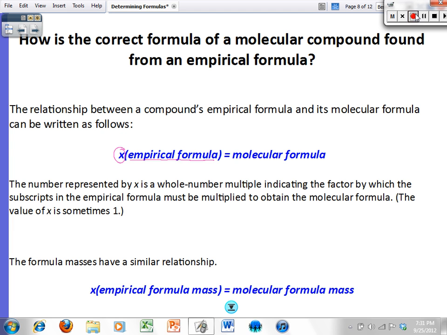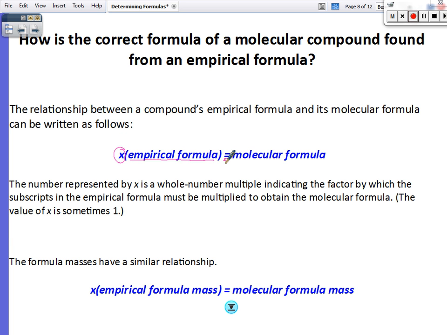So that's how, when I find my empirical formula, I can then convert it to my molecular formula. Now, I've got one equal sign, two unknowns. I need another equation. For all you math whizzes, you know that. Two unknowns needs two equations. So I come down here, and I also can rely that the formula masses maintain the same relationship. And the first trick I'm going to show you is how to go from empirical formula to formula mass.